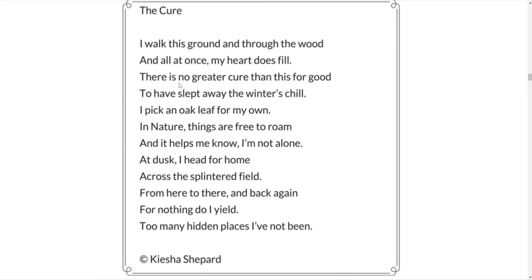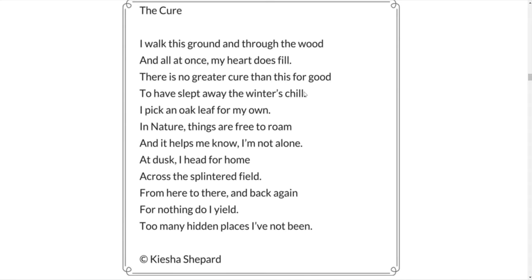And then here she gets into, there is no greater cure than this for good to have slept away the winter's chill. So I guess here she's getting into slept away. The winter's chill would be like cold, maybe feeling abandoned, maybe feeling ignored. Slept away, some sort of cold loneliness, because sometimes people get lonely in the winter, because everyone's indoors. It's hard to meet people. So perhaps she's slept away some loneliness. Well, you can get into interpreting her poem first if you want.